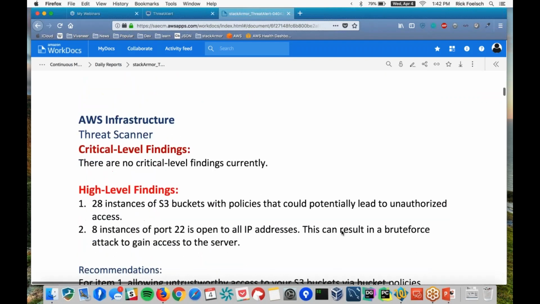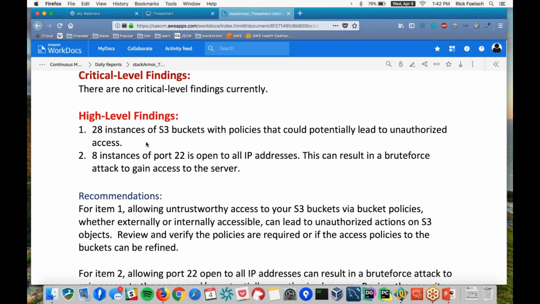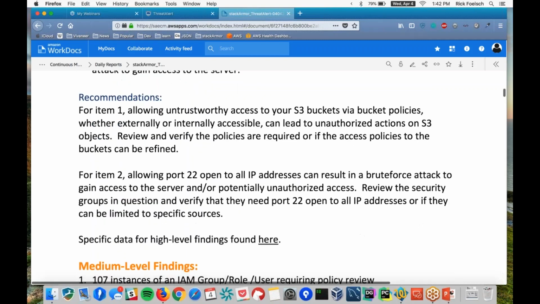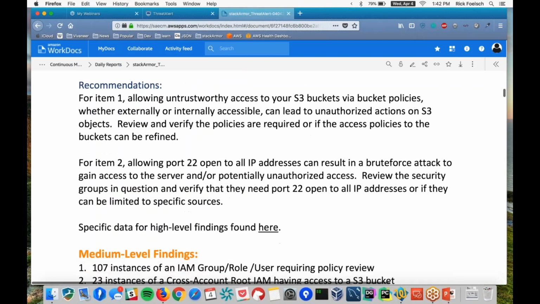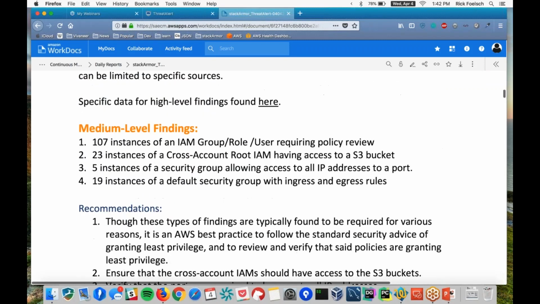Now, in the AWS infrastructure, as you may recall, there are about 36 findings. We had 28 instances of S3 buckets with policies that could lead to unauthorized access, and 8 instances of port 22 open to all IP addresses. And as we all know, that can lead to brute force attacks. Nobody wants that. Well, at least maybe, unless they're hackers. Again, we provide you with the data, but we also provide you with the recommendations, which is very important to us. And the same thing goes with the medium level.